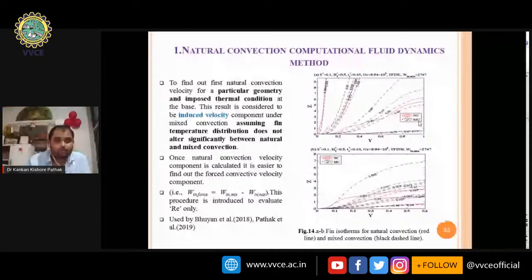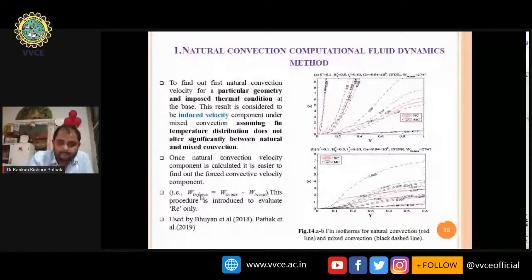Once we consider the natural convection velocity component is calculated, then we can directly use this formula, because W in force equals W in mixed minus W in natural. W in mixed is equal to W in force plus W in natural. So we are getting W in natural, and let's subtract this value from W in mixed. So W in force we can obtain. This problem is introduced to evaluate the Reynolds number only, because once we get W in force, that will be useful in calculating the Reynolds number. And this method was used by Via in 2018, particularly in 2019. This is a very new method.